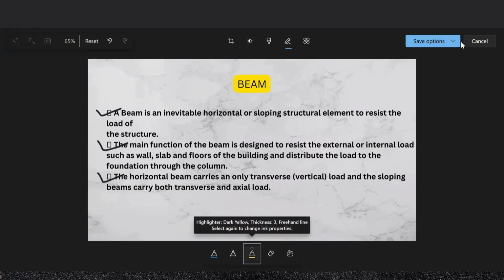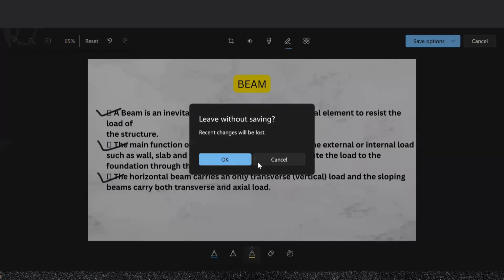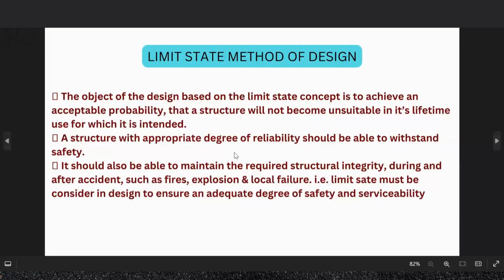Okay, so next is, what is the method to design the beam? The method which we are going to use is the limit state method of design. There are many methods, and the working stress method is also one of them, but we will discuss the limit state method in today's session.